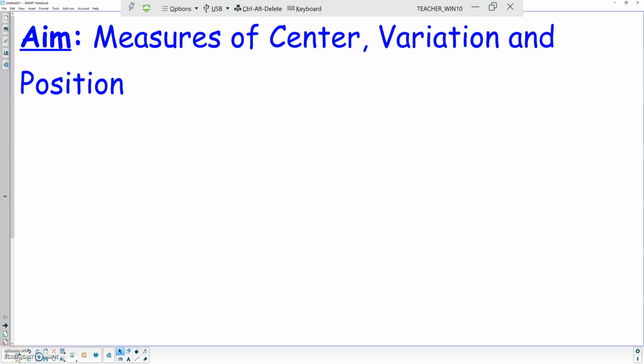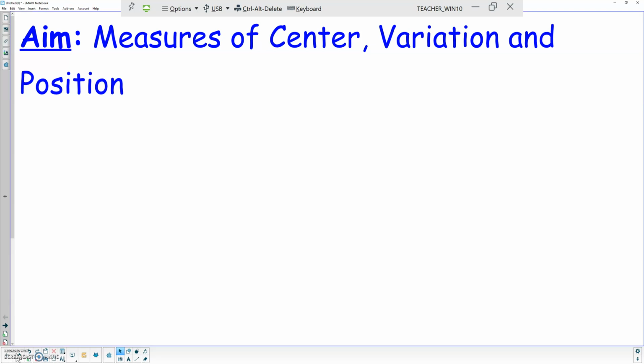Hey everyone, so we're going to start our unit on statistics. It's also the last unit we're going to be going over this year, so that's in some ways exciting. For this lesson, you definitely want to have the worksheet printed out that I put up on Google Classroom, and also make sure you have your calculator out in front of you. All right, this lesson heavily relies on the calculator. Okay? So we're going to talk about measures of center, variation, and position.